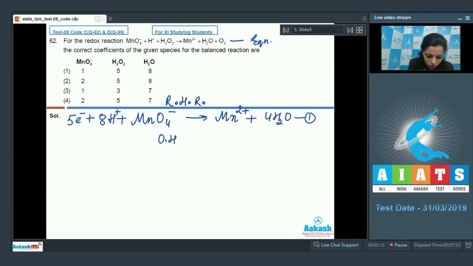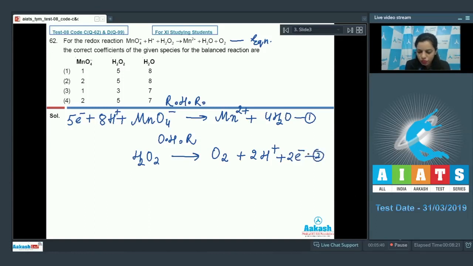Now oxidation half reaction. Now in this case we have H2O2. It's getting changed into O2. Now let's balance the H plus ion first. Hydrogen is balanced now with the help of H plus ion. Now charge is 2 positive at this side. It means we need to add 2 electron at this side to balance the charge. The second equation we have. Now let's balance the number of electron. We need to just multiply 2 in equation 1 and 5 in equation 2.